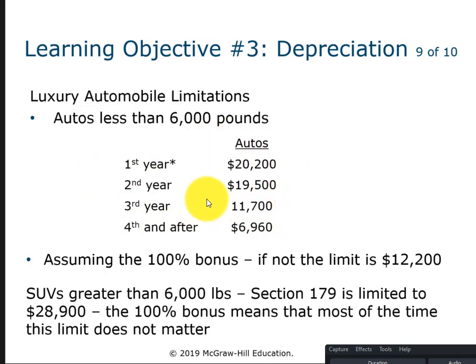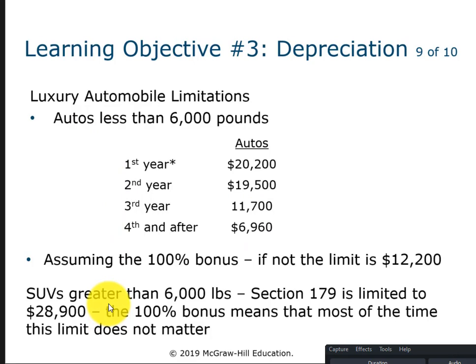So that applies, and if it's very expensive, like $250,000, you're going to depreciate that with $19,500 in the second year, $11,700 in the third, and $69,600 for the fourth year, and every year after that for as long as you own that vehicle, because it's going to take a long time to depreciate. That's just about $7,000 a year.